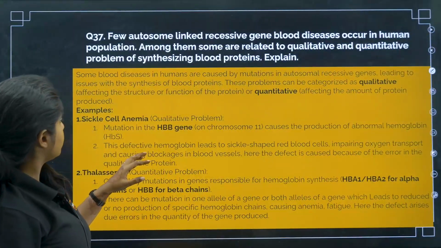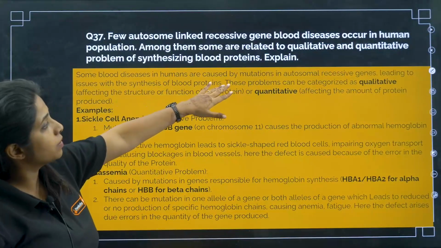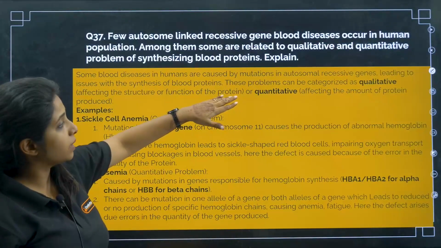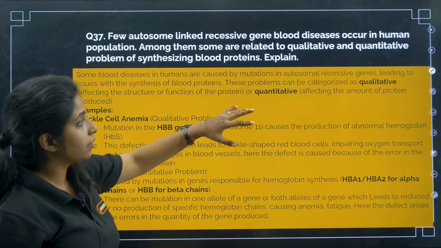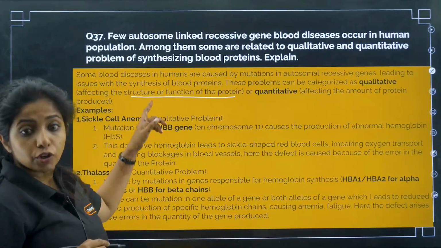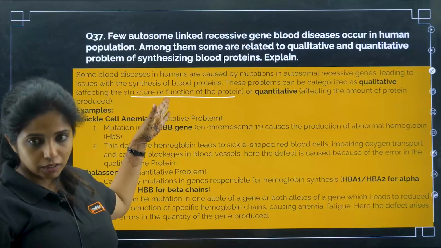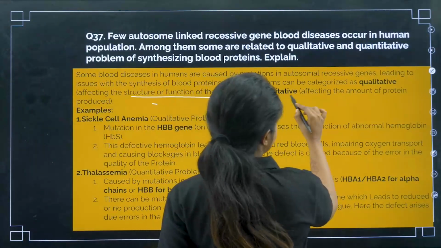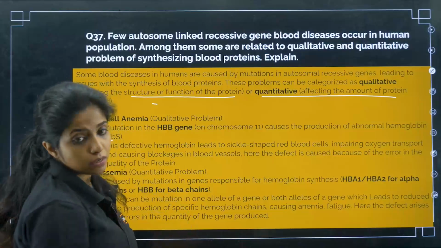So listen to me carefully. Some blood diseases in humans are caused by mutations in autosomal recessive genes, leading to issues with synthesis of blood proteins. These problems can be categorized as qualitative, affecting the structure or function of the protein. That is, you're talking about beta globin chain that was getting affected, so the structure and function is getting affected. And quantitative, affecting the amount of protein which is being produced.